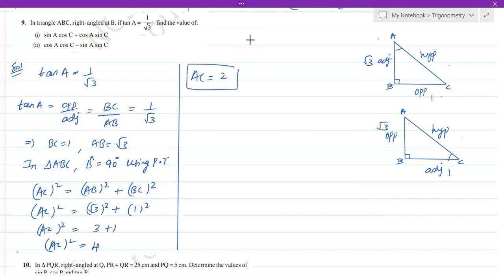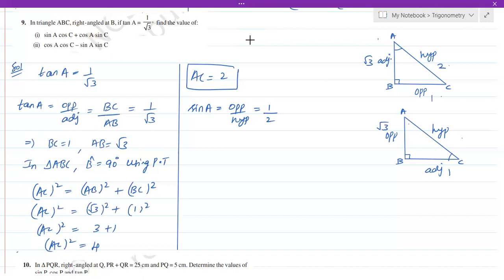Now, let's find all the things that are required, to avoid confusion. In the first question, you need the value of sin A, cos C, cos A, sin C. These are the 4 different values that you need, isn't it? In the first sub question, sin A. What is sine? Opposite by hypotenuse. The angle is at A, so we have to use the first figure. BC is the opposite, and its value is 1. The hypotenuse value, we have found it as 2. So sin A is 1 by 2.